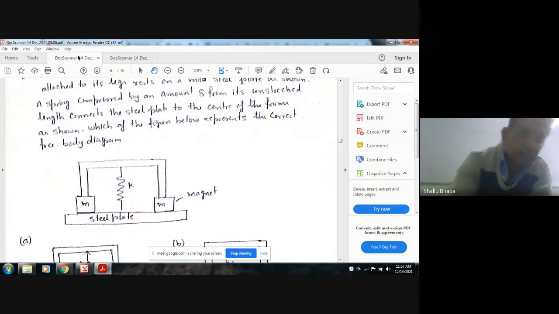So this is the spring. Okay, the steel plate. This is the mass. So this is a magnet of mass m. Now the spring is being compressed by these. Okay. So the spring force will be in the upward direction. And this force is provided by the weight of this magnet and the magnetic force.